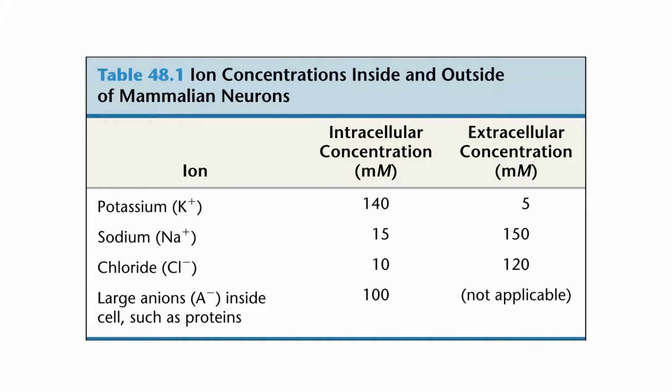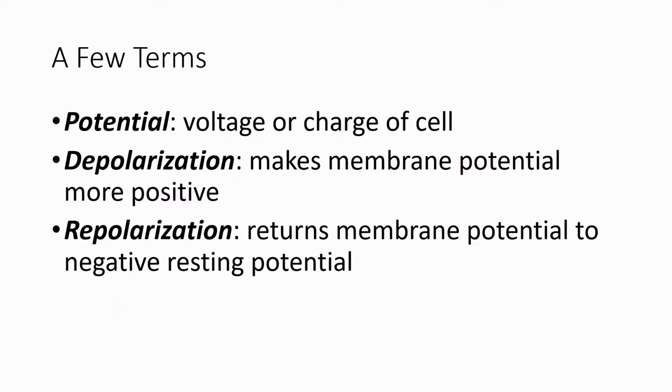From outside to inside. So if I opened up a gateway in a cell membrane to allow sodium to move, it would rush into the cell. What about chloride? It would move from the outside to the inside. And I cannot ask that question about the last category because those things are too large to move through the cell membrane. They're like really large proteins, and so it would be hard to get them in and out.